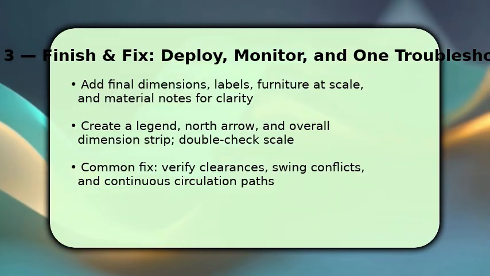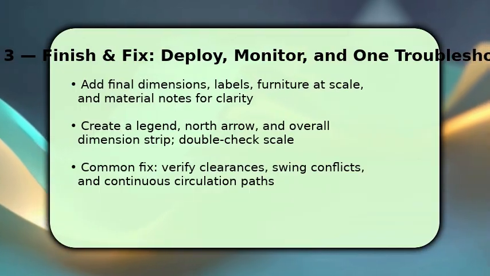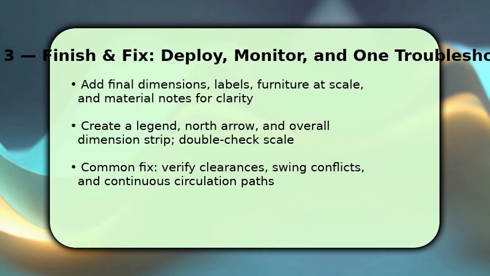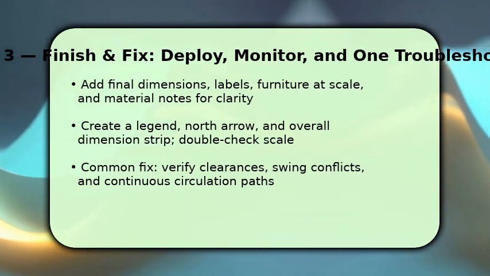If something looks off, measure back to your initial baseline and grid. Most errors trace to a misscaled line or displaced wall. Fix that, then re-annotate and print a clean revision for handoff.